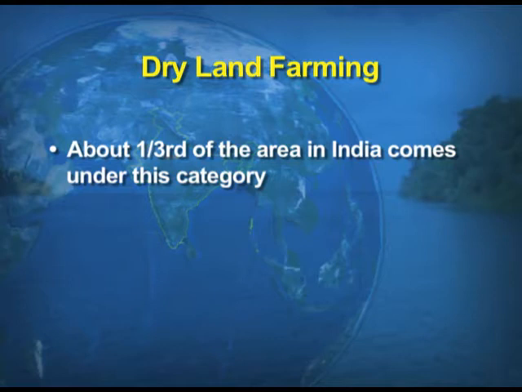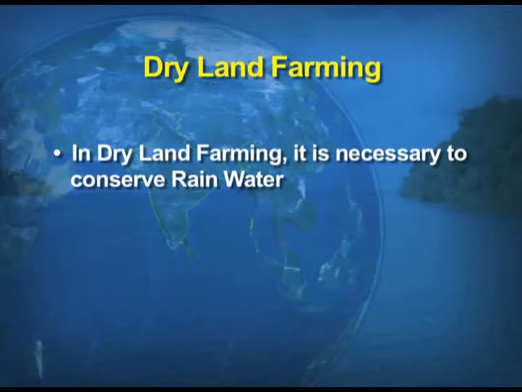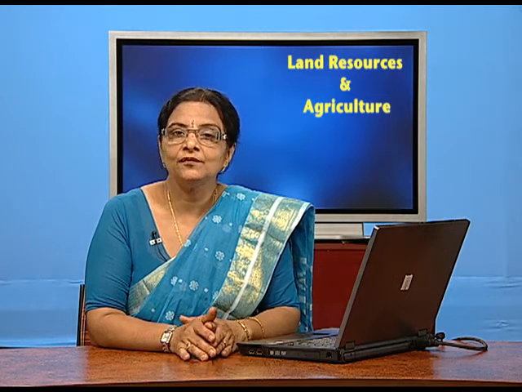And for your information, about one third of the area in India comes under this category, where we go for dry land farming, that is, the areas where we do not receive a sufficient amount of rainfall. In dry land farming, it is necessary to conserve the rainwater. You must know that in the state of Rajasthan, when we irrigate the field, we use sprinklers. You must have noticed that concept somewhere on TV or in other serials which you watch. There they use sprinklers so that less water is wasted while we are irrigating the land.